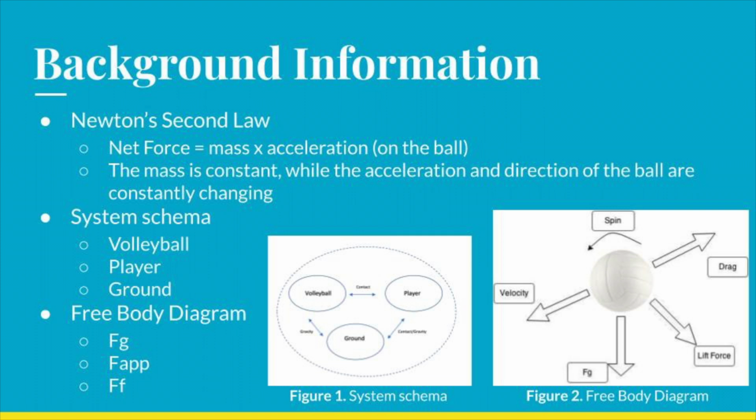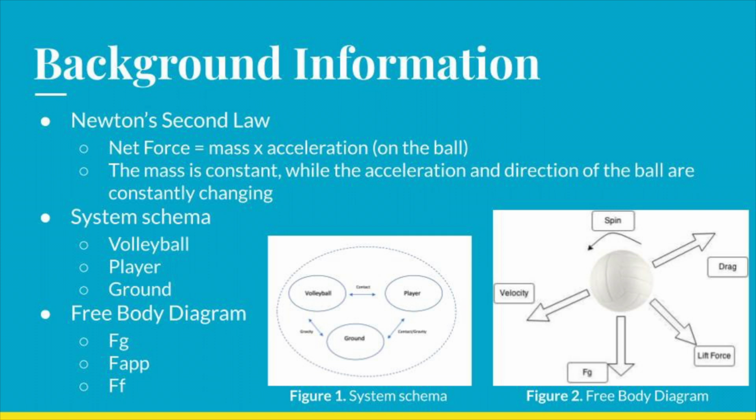A force is a vector that quantifies the interactions between 2 objects, while a net force is the sum of all forces acting on a system. In this case, we are discussing the net force between a player's hand and the ball. It's important to note that if the volleyball was not moving or changing velocity, its net force would be 0. Additionally, in our systems, the mass is constant while the acceleration and direction of the ball are constantly changing.